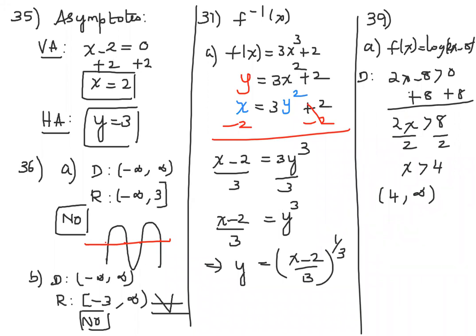And the range for this function is going to be negative infinity to positive infinity, sorry. And the vertical asymptote is x equal to 4.